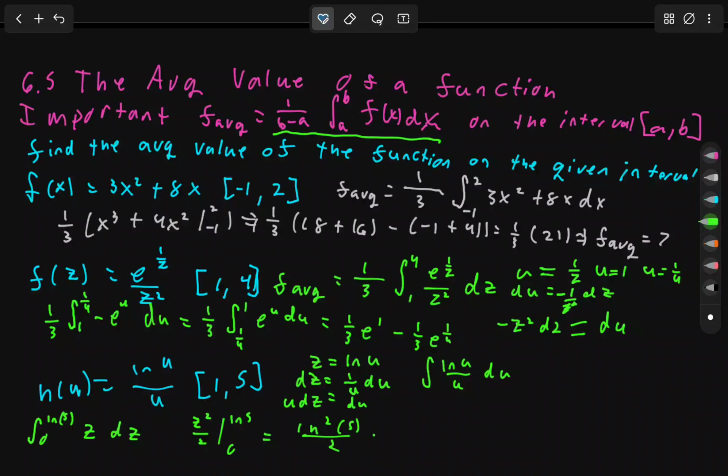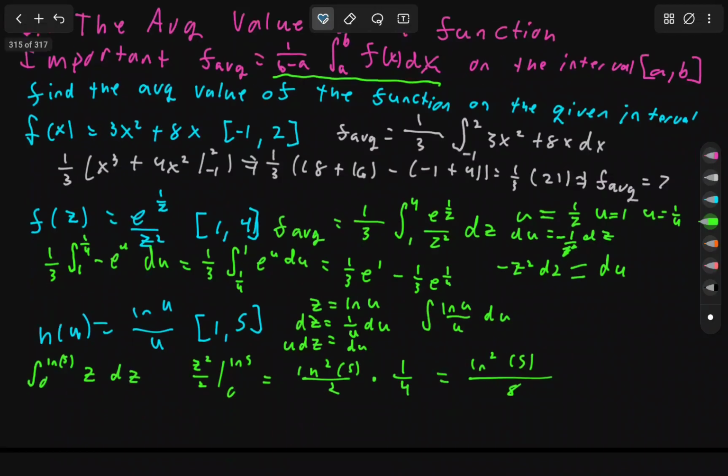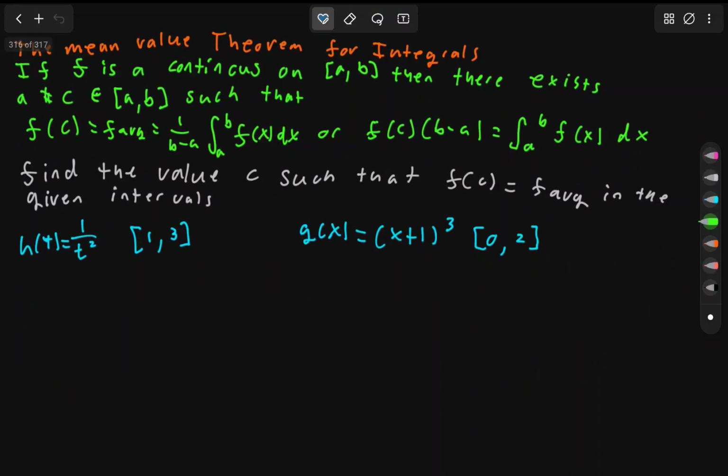Then we have to divide this by the width of the interval, which is 4. So we get the natural log squared of 5 divided by 8. Alrighty, continuing on.